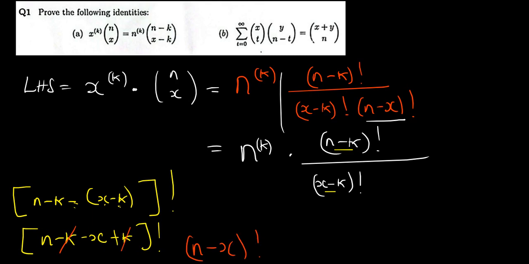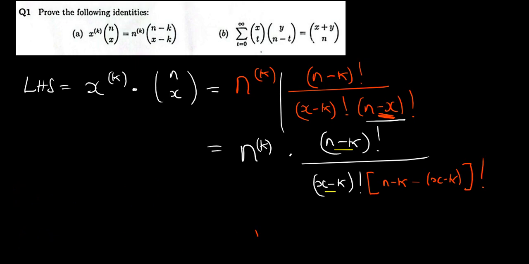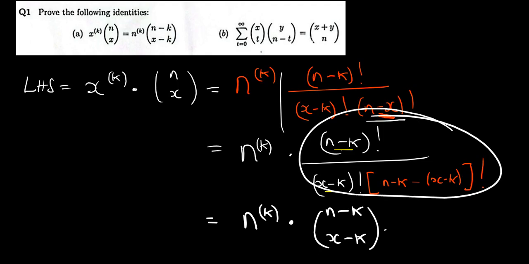So it means this guy here, we can actually write it in this form. So we're going to say n minus k minus x minus k, and then factorial. So what we see here is the exact definition of what a combination is. So it means what we have there will just be n k falling, and then this one here will just be a combination of n minus k and x minus k. So this will be n minus k, and then I have x minus k. So all this part here has just become this part.